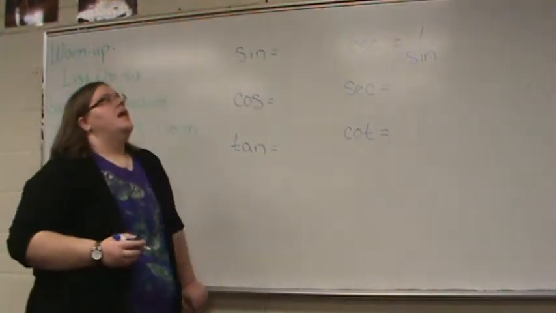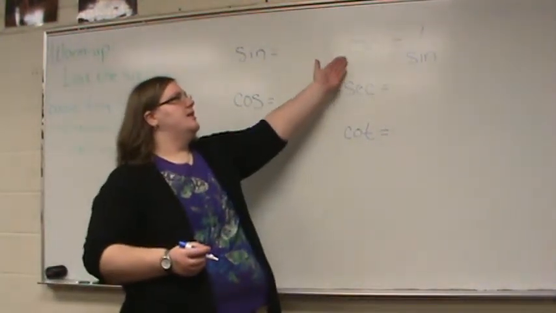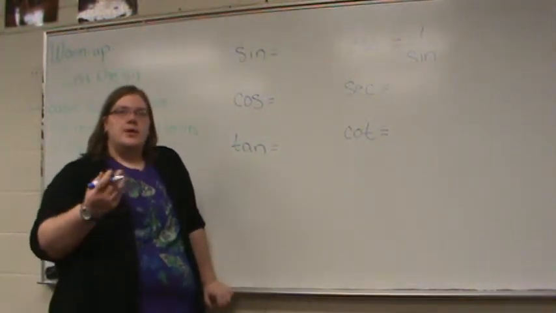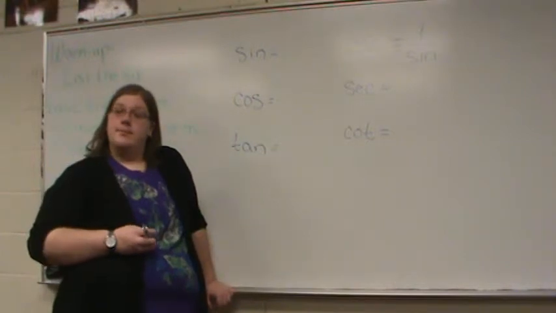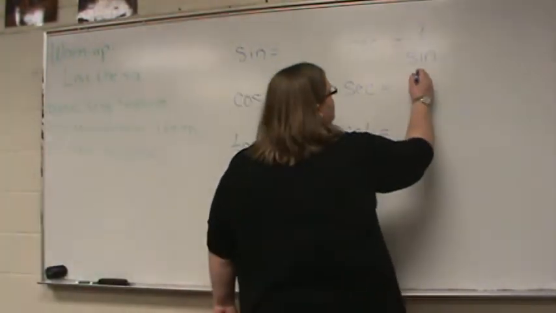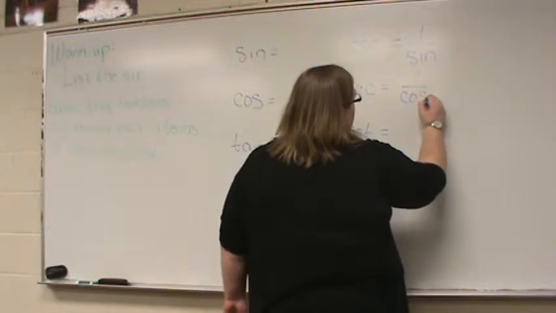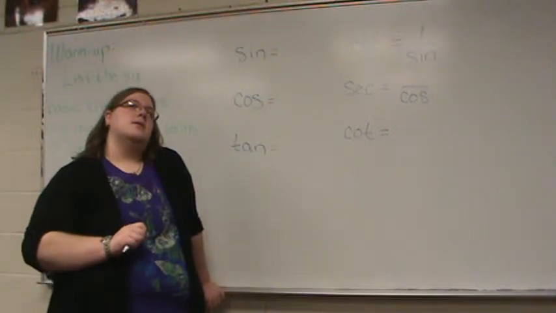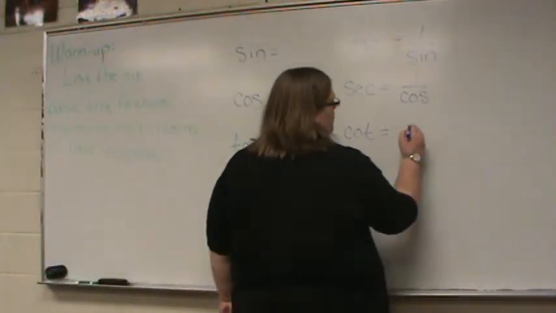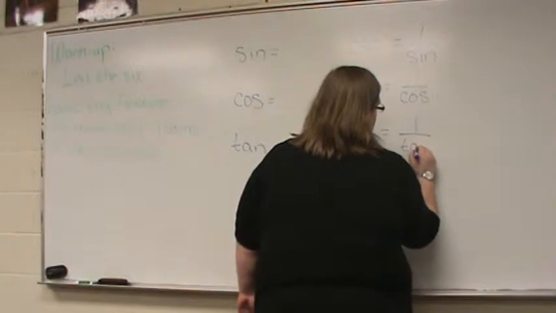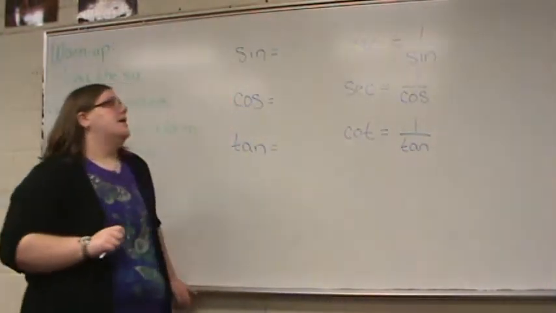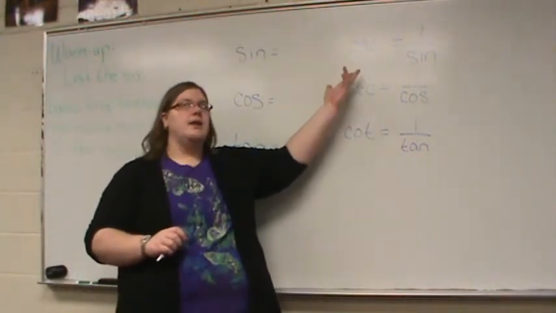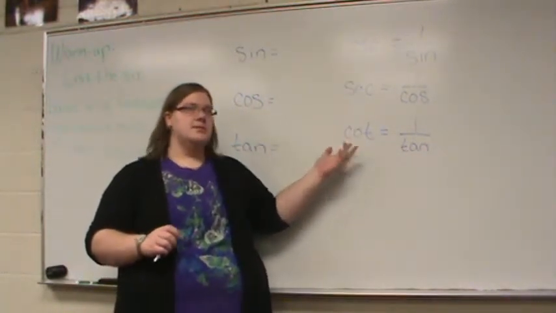Alright, so let's look at these then. We said that cosecant was 1 over sine. So what other ones can we do? Secant is 1 over cosine. Nick, what's cotangent? It's 1 over tangent. Alright, so these 3 should be fairly easy because we know that that's how we define cosecant, secant, and cotangent, right?